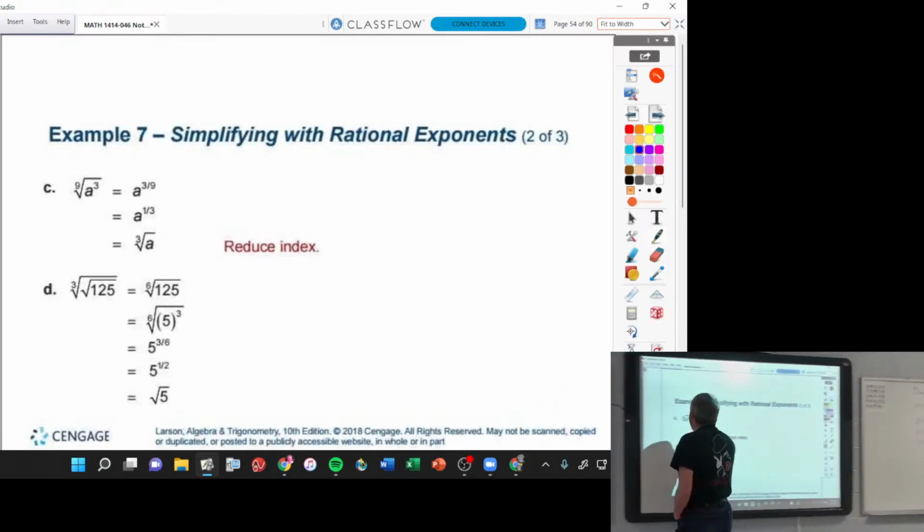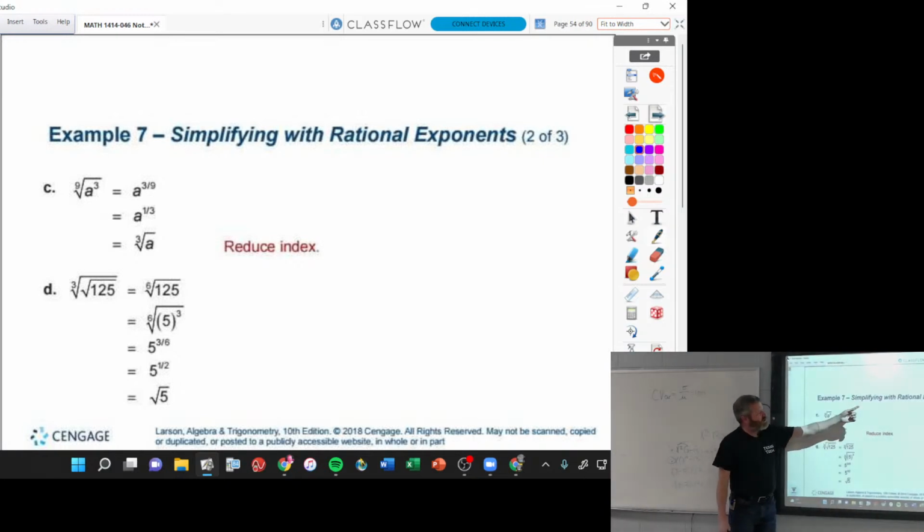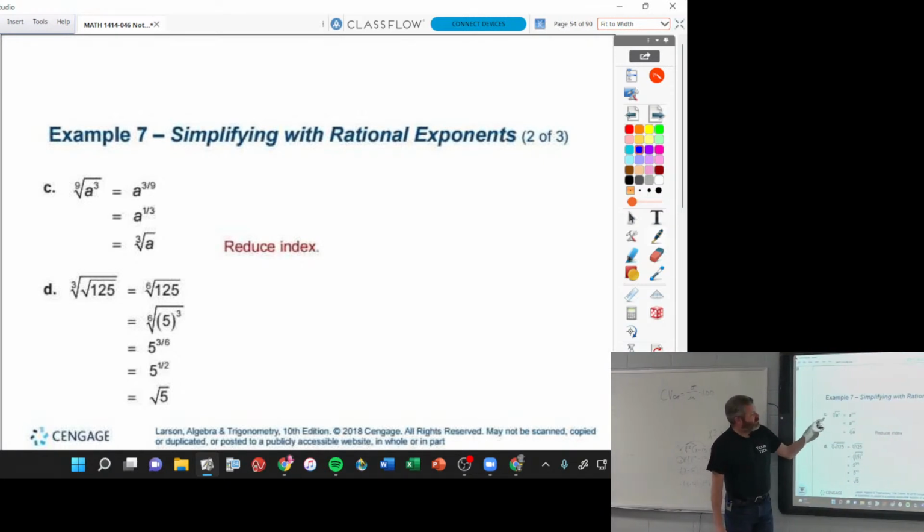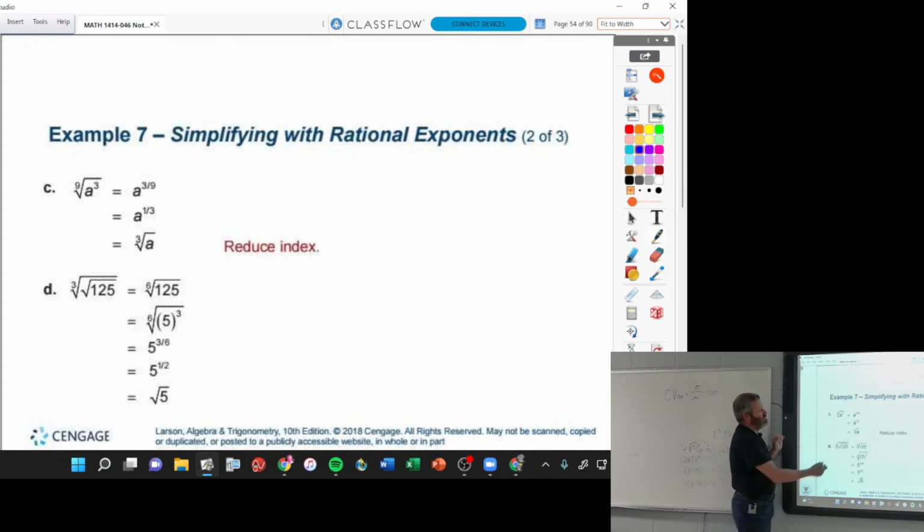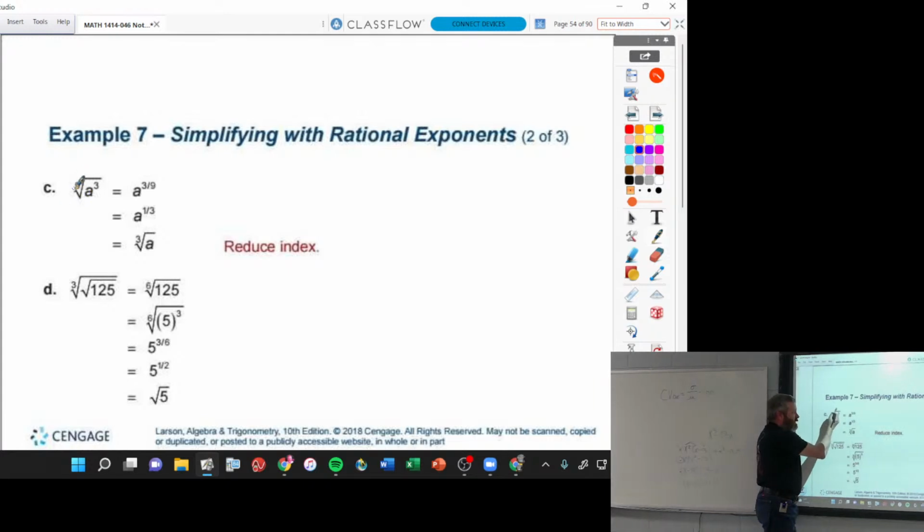Part C, we're going from rational, simplifying rational exponents here. So the 9th root of a to the 3rd. The bottom number is the index. The power is the top number. So the 9th root of a cubed is the same thing as a to the 3/9. But 3/9 reduces to 1/3.